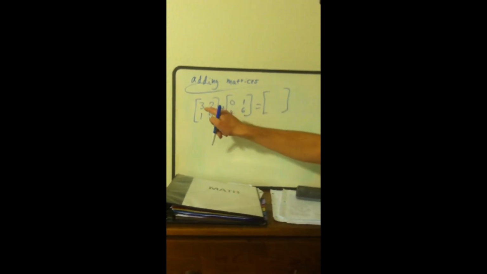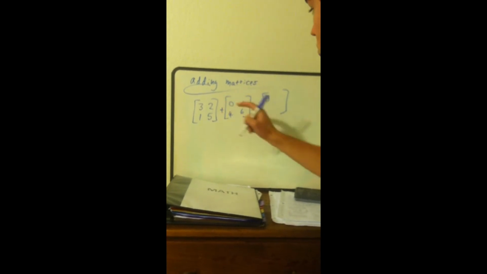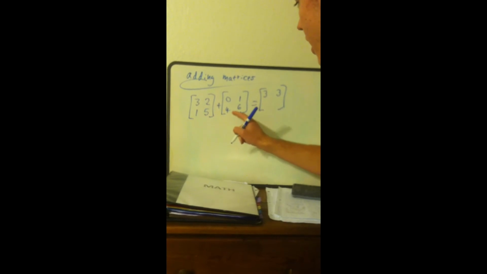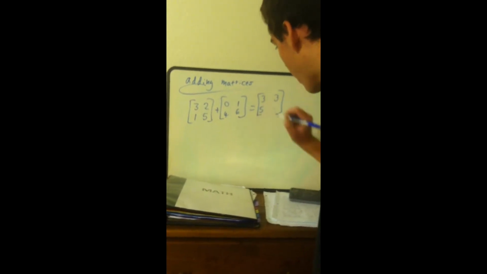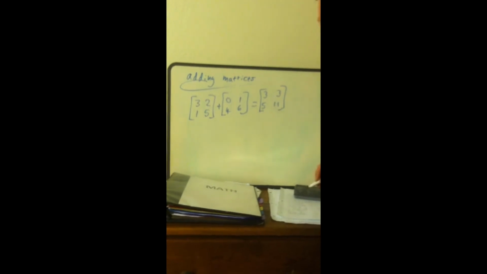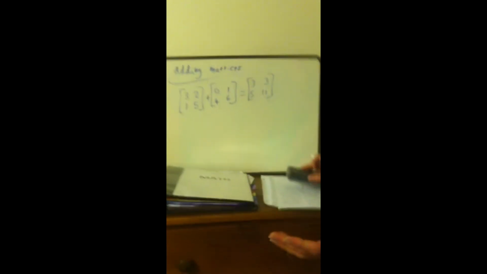So let's add them. 3 and 0, 3. 2 and 1, 3. 1 and 4, 5. 5 and 6, 11. So this is your answer. And it's a little bit more complex than the other ones, but it's still pretty easy, right? Right? We're not stupid here? Yay us? Okay.